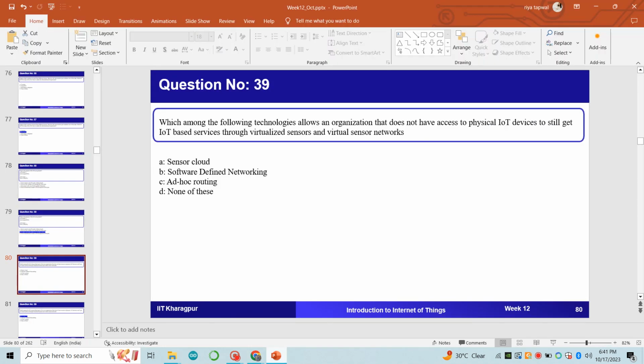Next question is: which among the following technologies allows an organization that does not have access to physical IoT devices to still get IoT based services through virtualized sensors and virtualized sensor networks? Options are A sensor cloud, B software defined networking, C ad hoc routing, D none of these. SDN, sensor cloud. Okay, anyone else?